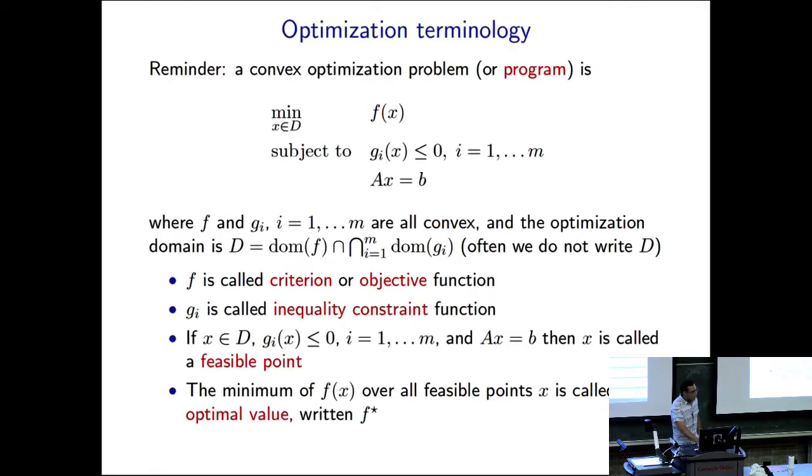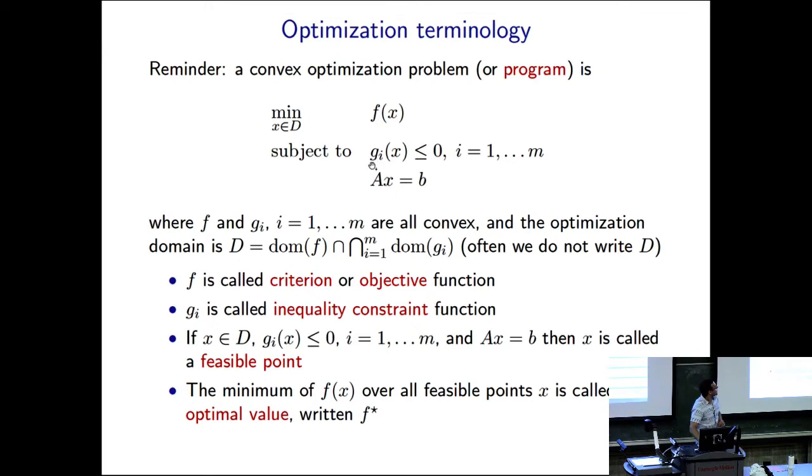So we've covered this before, but I'll just do it again for completeness. In general, an optimization problem, we also call it sometimes a program, takes this form. We write it as the minimum of some criterion function f. We also call this an objective function. Over all points x in a set D, where this D is the intersection of the domains of all of the functions that appear in this problem.